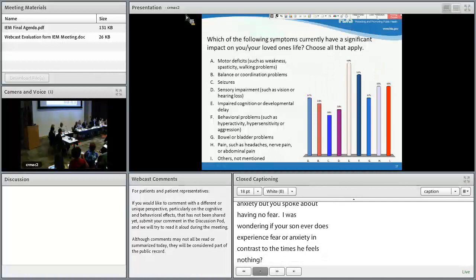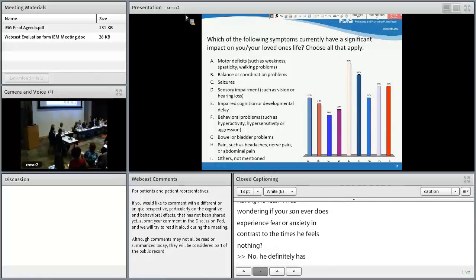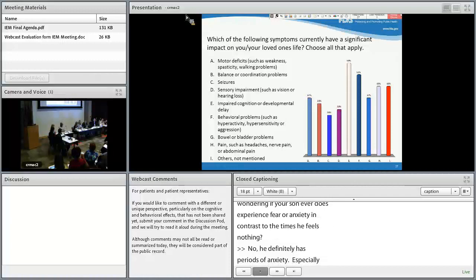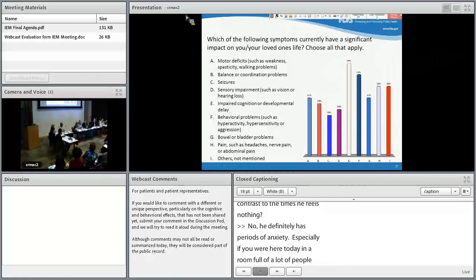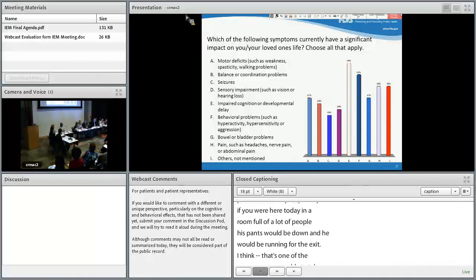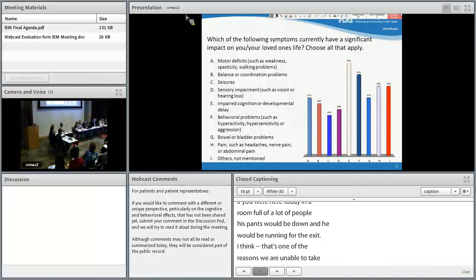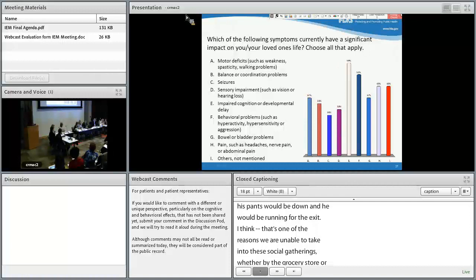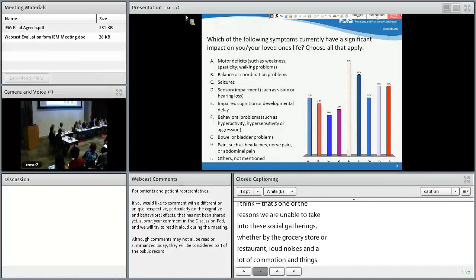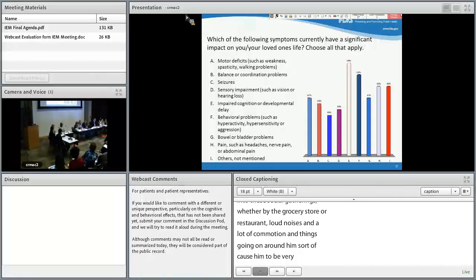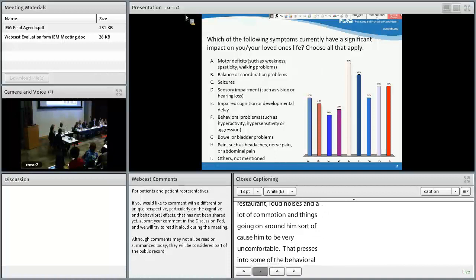No fear. Right. No, he definitely has periods of anxiety. Especially if he were here today in a room full of a lot of people, his pants would be down and he would be running for the exit. I think that's one of the reasons why we're unable to take him to social gatherings, whether it be the grocery store or restaurant. Loud noises and a lot of commotion, things going on around him, cause him to be very uncomfortable. And that progresses into some of the behavioral issues that we deal with.